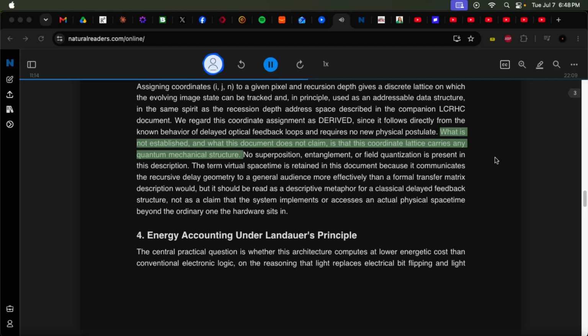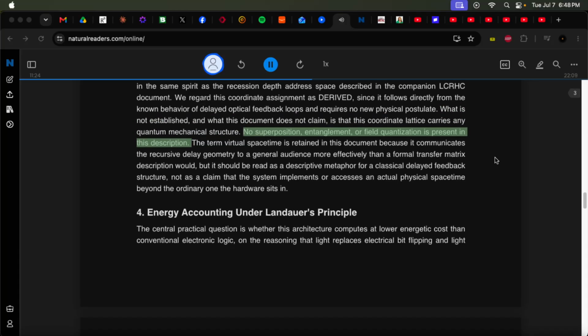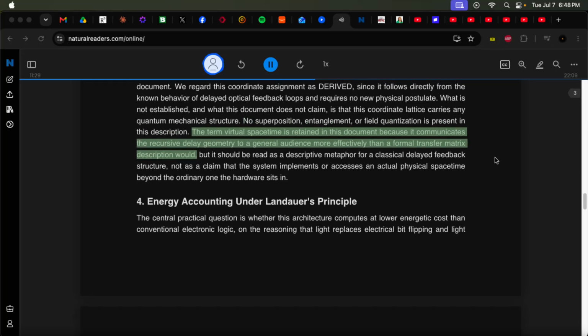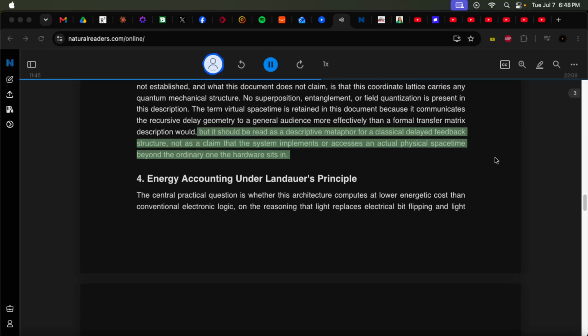What is not established, and what this document does not claim, is that this coordinate lattice carries any quantum mechanical structure. No superposition, entanglement, or field quantization is present in this description. The term virtual spacetime is retained in this document because it communicates the recursive delay geometry to a general audience more effectively than a formal transfer matrix description would. But it should be read as a descriptive metaphor for a classical delayed feedback structure, not as a claim that the system implements or accesses an actual physical spacetime beyond the ordinary one the hardware sits in.